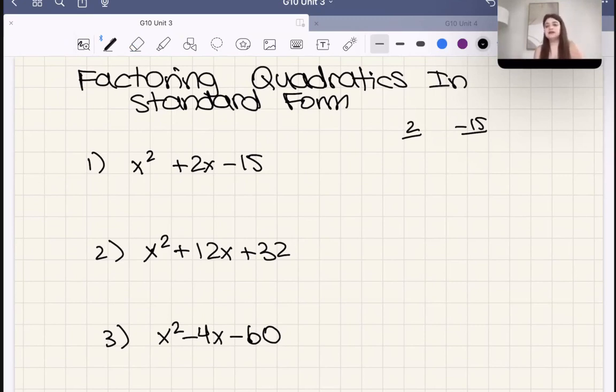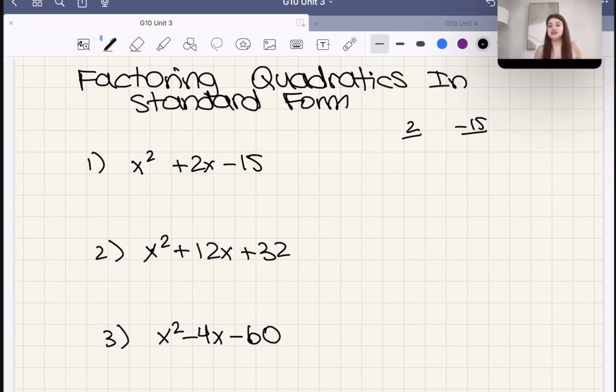The thing is, there's any number of things that could add up to 2, right? There's so many different possibilities. It could be 1 plus 1, could be 0 plus 2, could be 3 plus negative 1, could be 4 plus negative 2. There's just so many. But when it comes to multiplying to negative 15, there's only so many options.